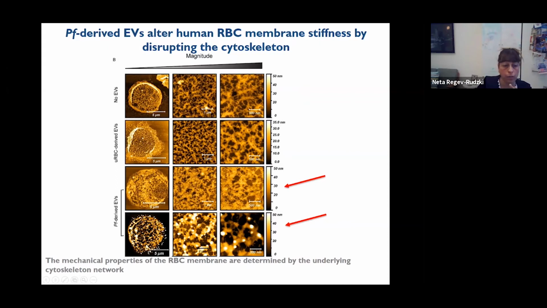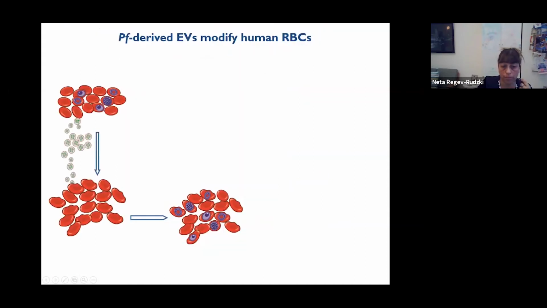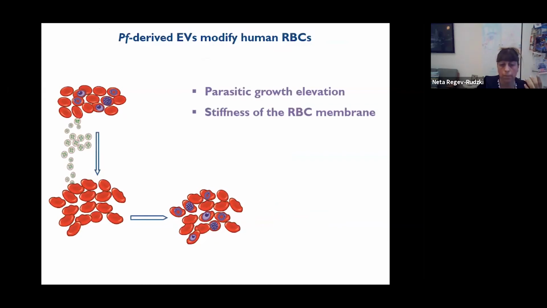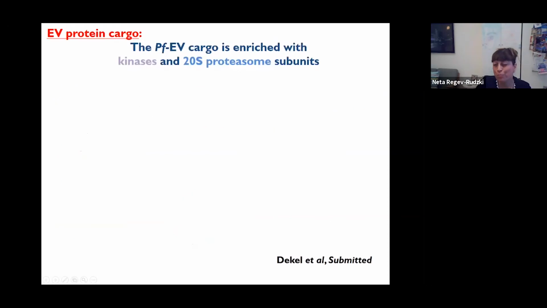So far, I was talking about 3 different phenotypes: the growth elevation when we introduced the parasitic vesicles, the stiffness, where we could detect a much softer membrane, and this cytoskeleton disruption. And the question is whether we can identify the main component that is carried via the vesicles and responsible for these 3 phenotypes. As I told you before, most probably the protein cargo would be more relevant to this kind of study rather than the DNA and RNA, because of these sophisticated cells.